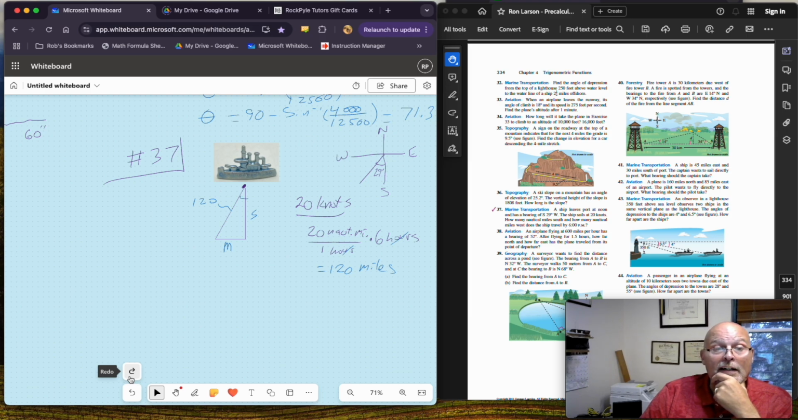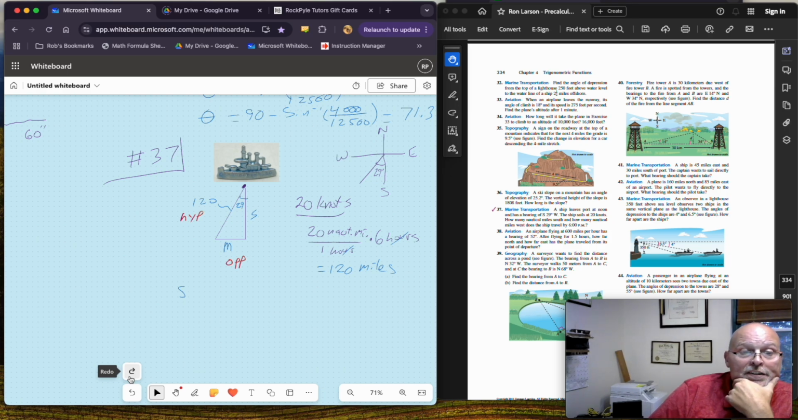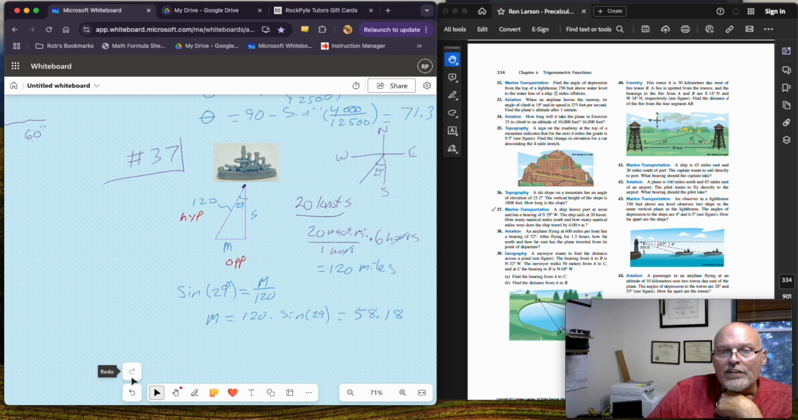And so I know that that angle is 29 degrees. And like I told you, now I've got my right triangle, and now we know how to solve it. So check out, I'm going to have my opposite and my hypotenuse. So sine is going to be my function of choice. And sine of 29 degrees is m over 120. That distance west is going to be 120 times the sine of 29, which is 58.18. And there you have it. Let's move on to the next one.